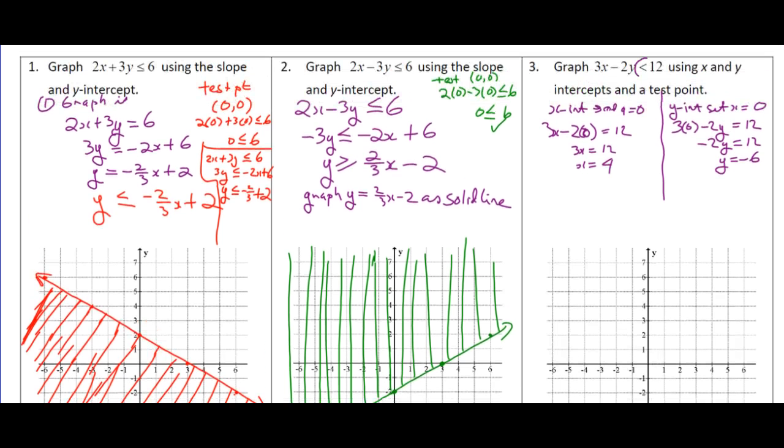Now, what kind of line? A dashed line or a dotted line, right? So not a solid line. It can't be solid. Solid says we're including the boundary. This says that the region I want is strictly less than 12, so it can't include the line, because the line is where it will be equal to 12.